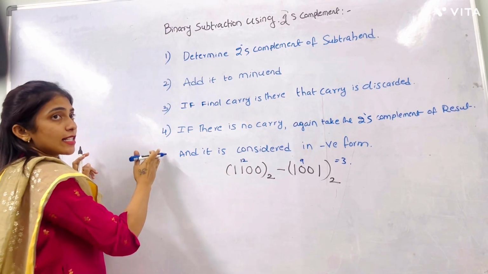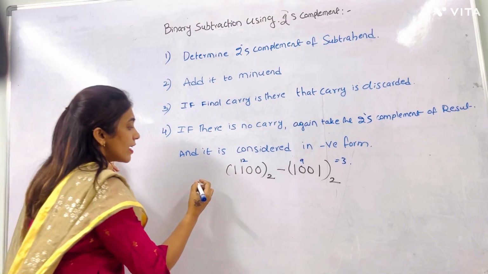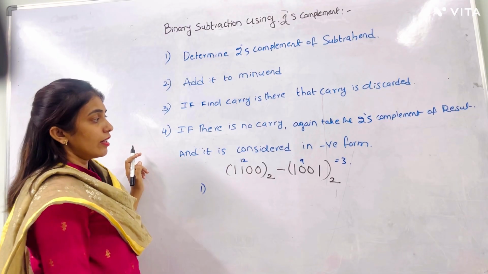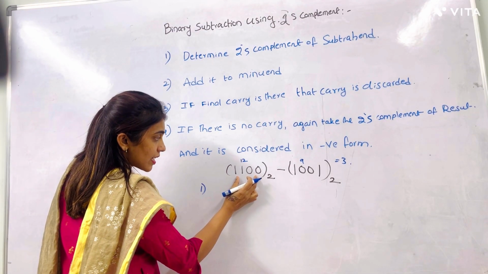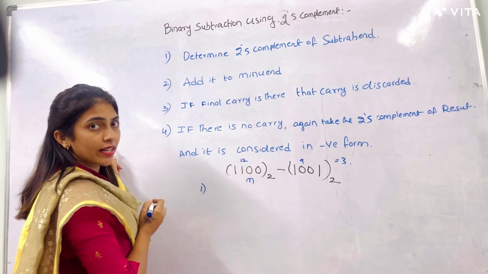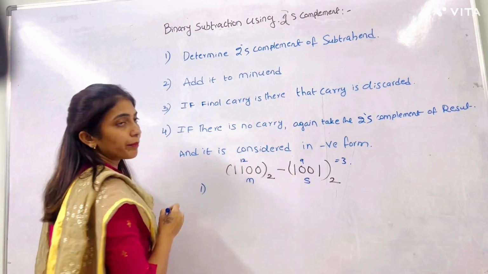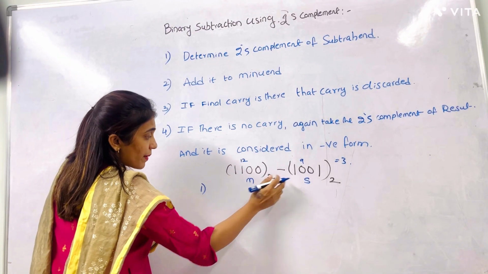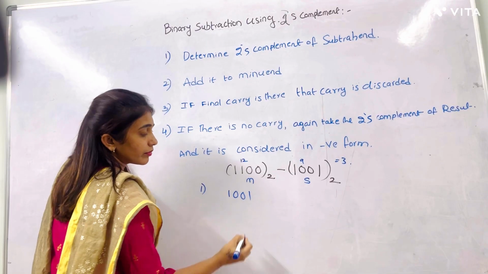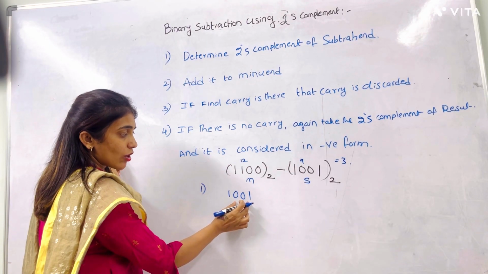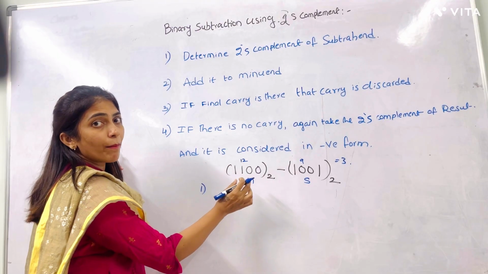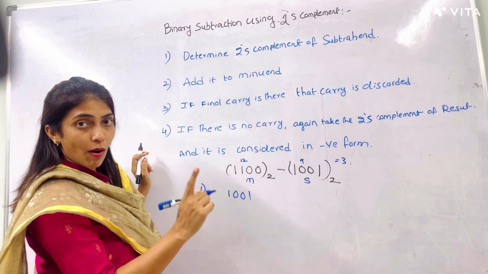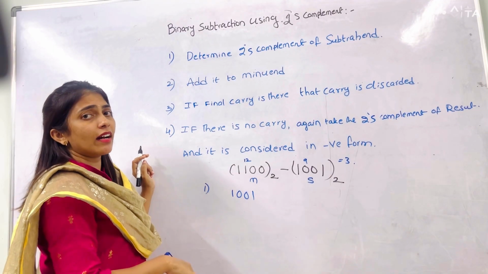We have to follow these 4 steps. What is first step? Determine 2's complement of subtrahend. You know already this number is considered as minuend, and this is the subtrahend. So what is subtrahend here? 1001. For this 1001, we need to take 2's complement. What is 2's complement? First do 1's complement, add 1, then we'll get the 2's complement.